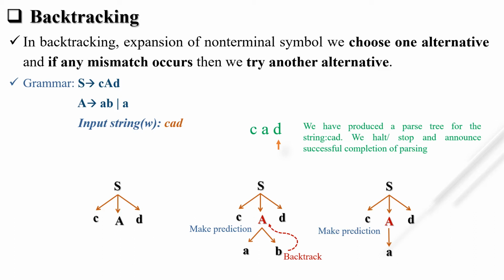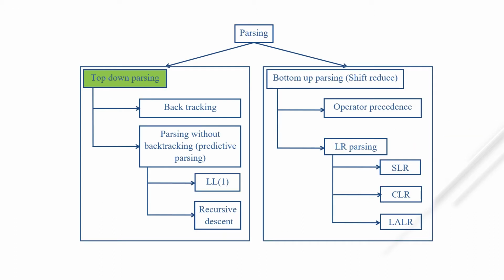Let's see LL1 parsing. We already saw backtracking. Now we are going to see LL1 parsing, which is parsing without backtracking. In backtracking, when our input string does not match the leaf node, we have to backtrack to that particular non-terminal. But in LL1, this is not going to happen. This is implemented practically, but backtracking is more time consuming compared to LL1. That's why it is not implemented practically. Let's see this method.